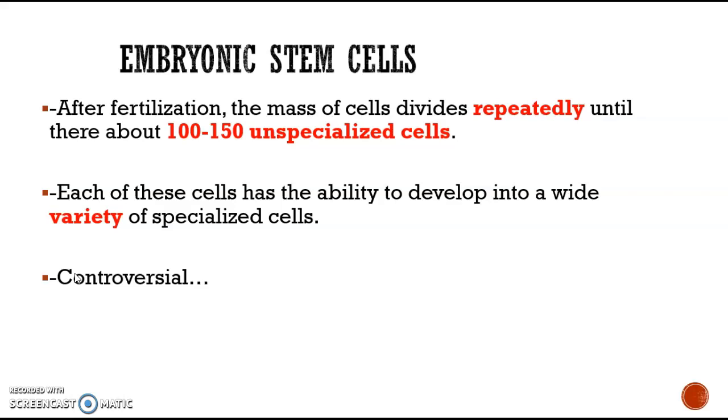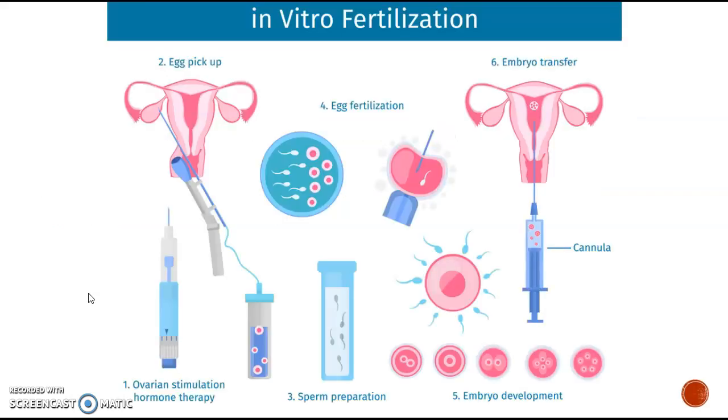So again, we talked about those 100, 150 unspecialized cells in embryos or blastocysts that can develop into other types of specialized cells. Controversy comes into how those cells are viewed. They are embryos, so they are fertilized eggs. Where researchers get those eggs from are in vitro clinics.